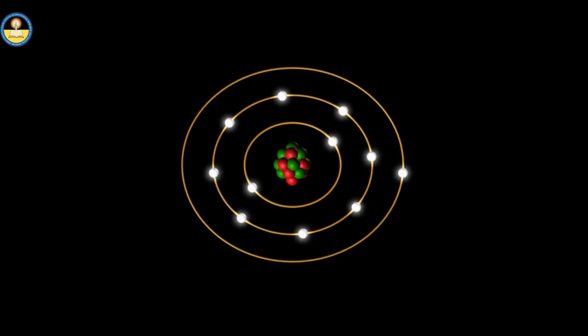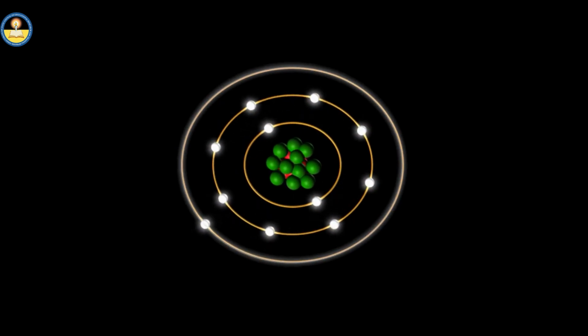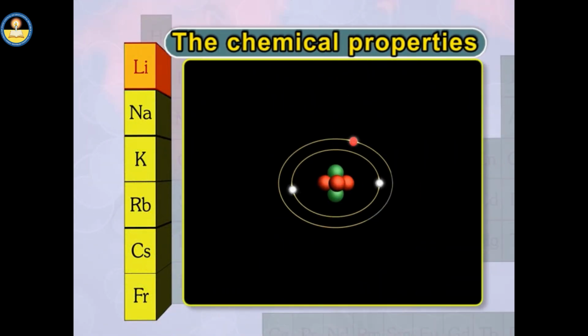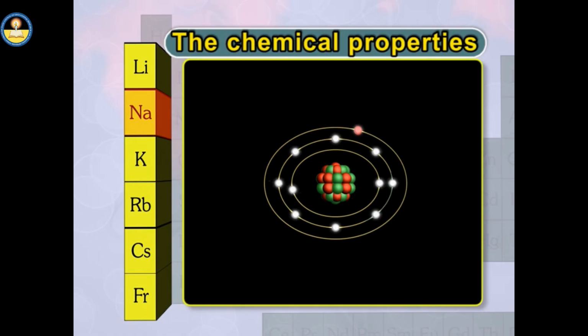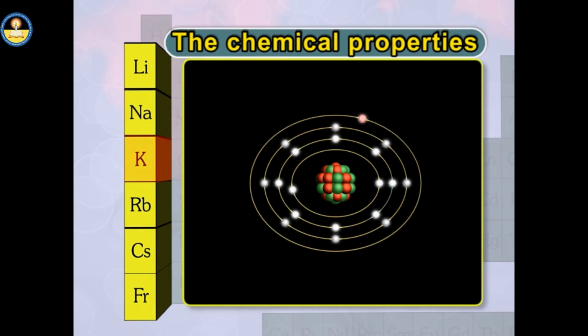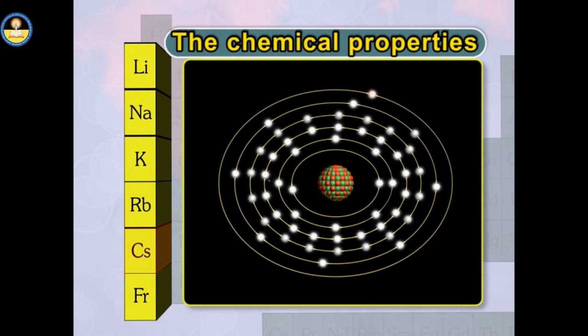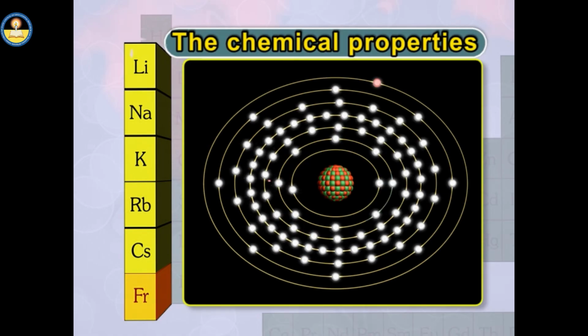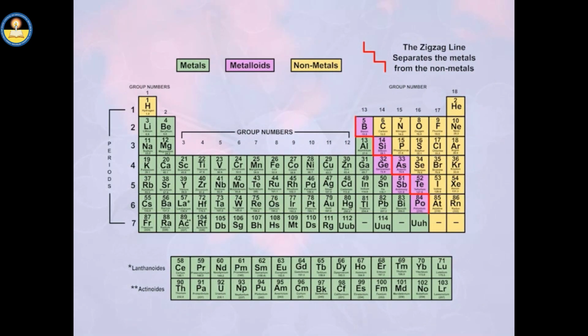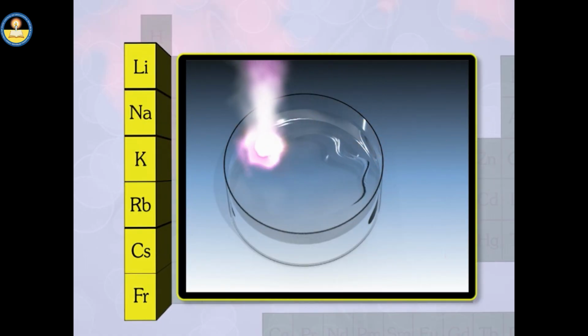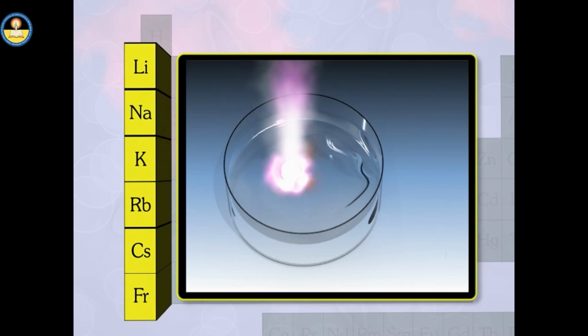The number of electrons in the valence shell of an atom is responsible for the chemical properties of an element. The chemical properties of an element are determined largely by the electrons in its outermost or valence shell. If we look at the periodic table in group 1, we find that sodium and potassium have similar chemical properties.